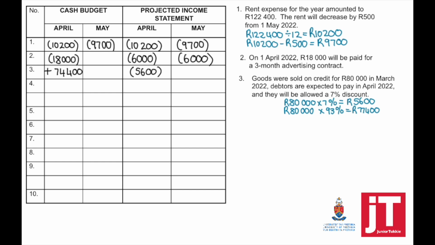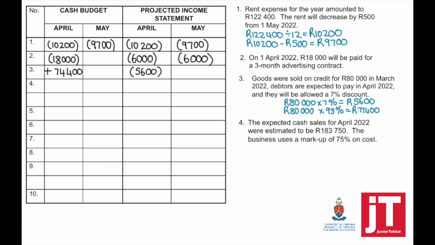And then we need to show discount allowed is an expense to the business, which means it goes into my projected income statement. So in brackets, I'm going to indicate 5,600.